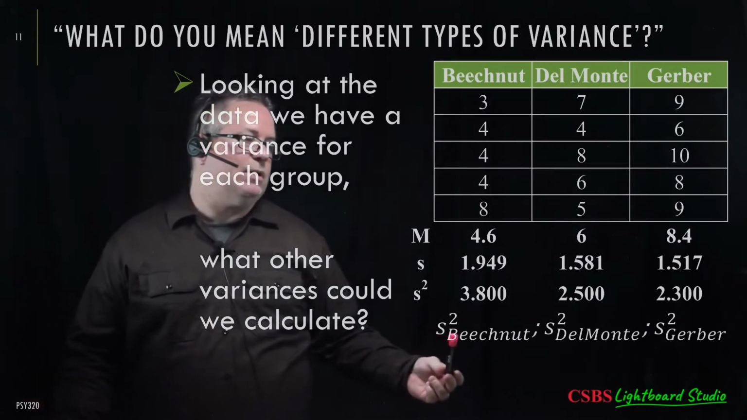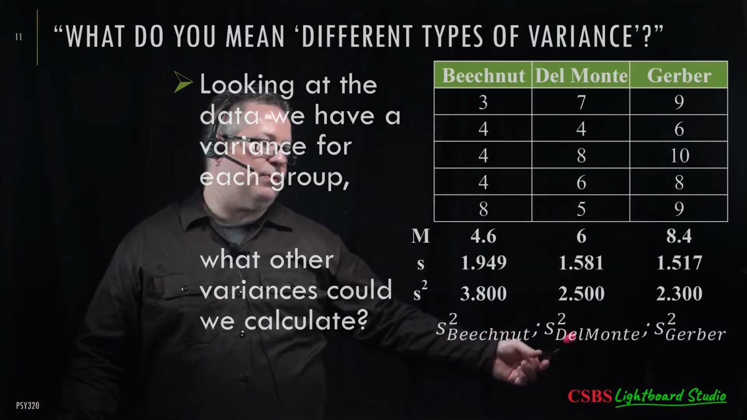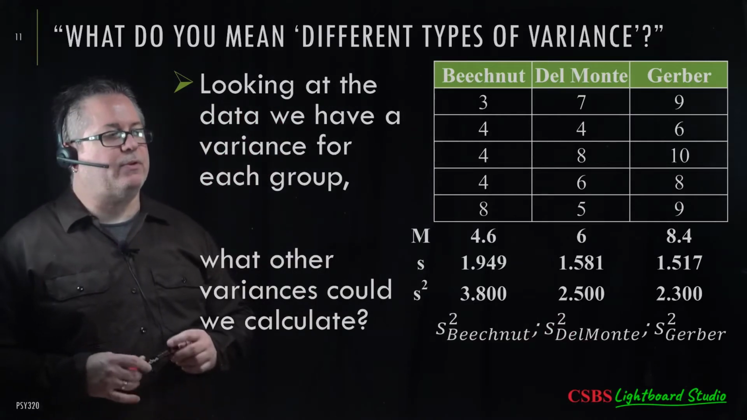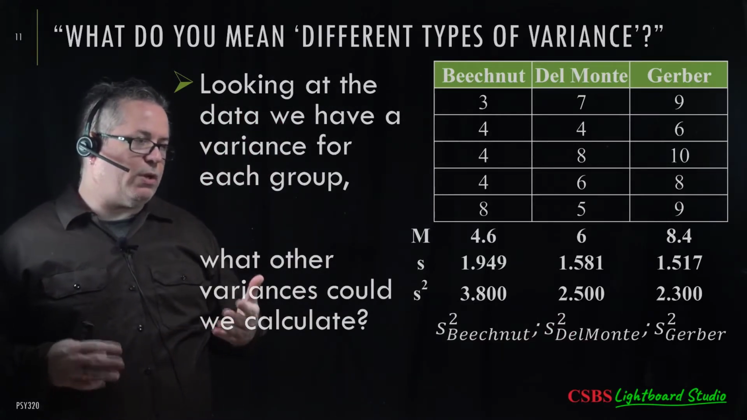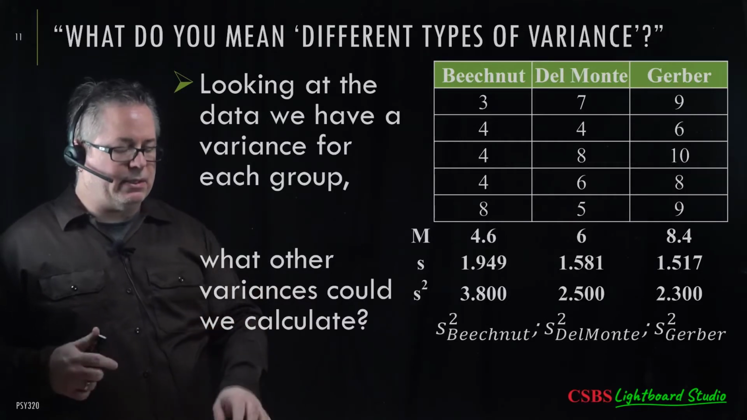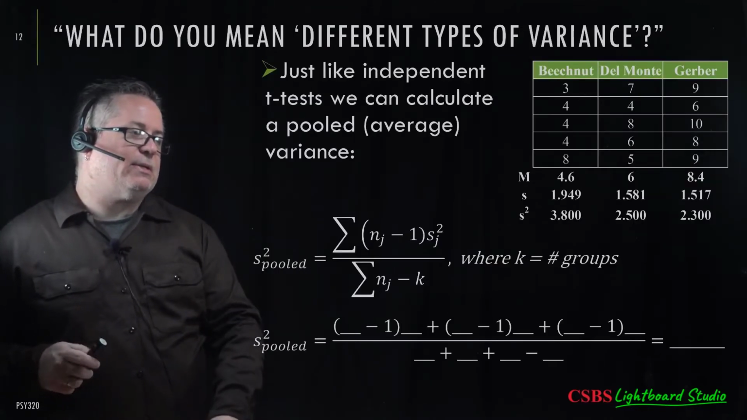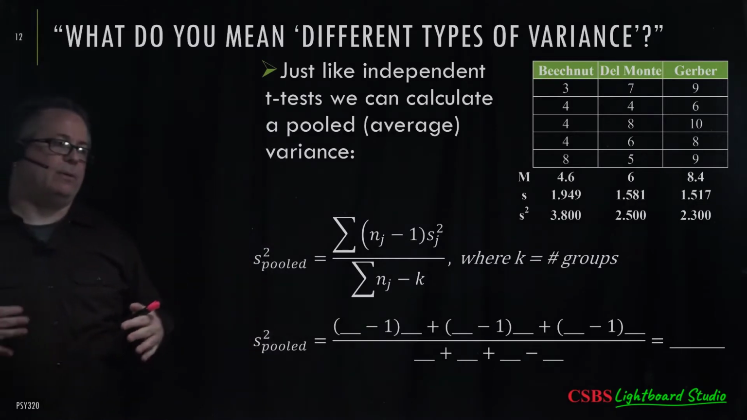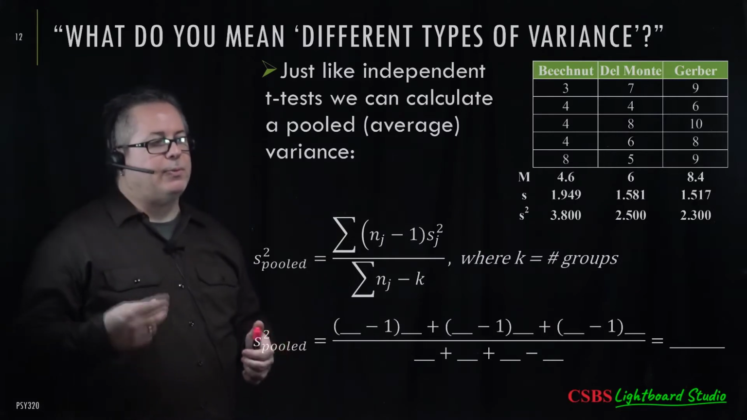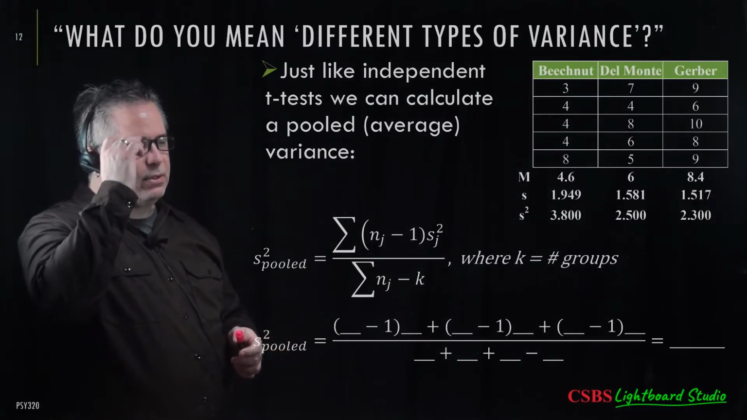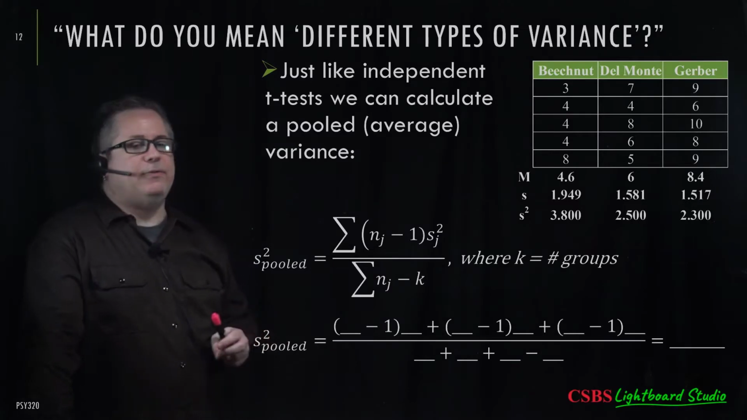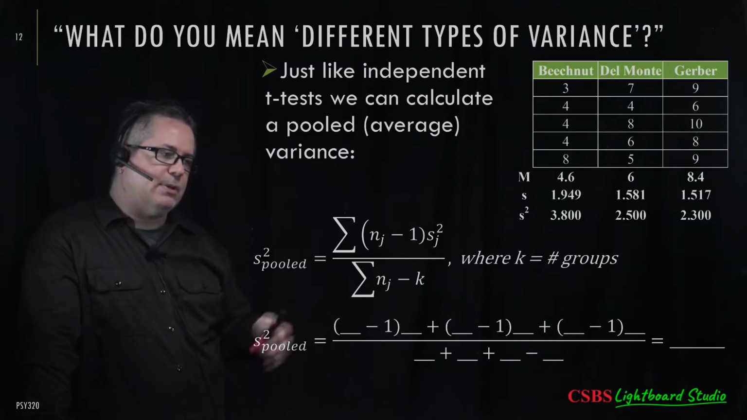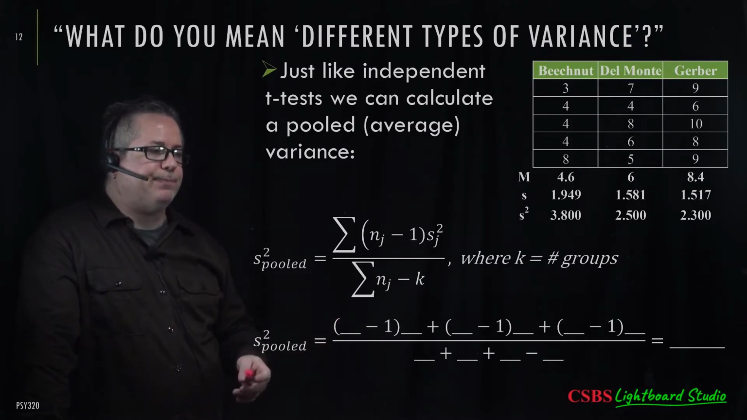All right. So I can now have a variance for the BeachNet group, a variance for the Del Monte group, a variance for the Gerber group. But what other variances could we calculate? How else could we think about variances? Well, one of them we already have done. When we did the independent samples t-test, we calculated a pooled variance for when we had two groups by simply weighting each variance by the degrees of freedom, summing them all up, and then dividing by a common degree of freedom.